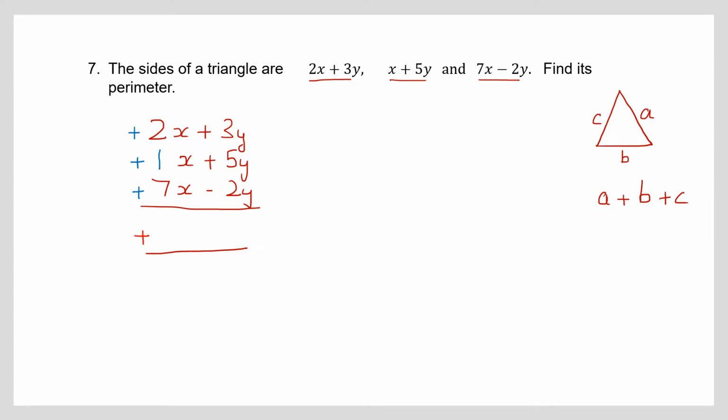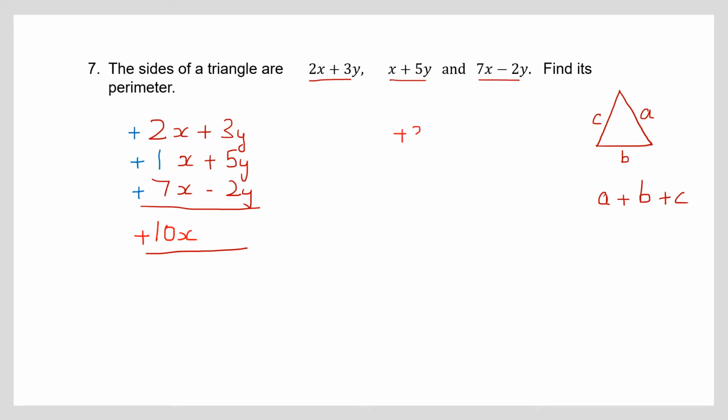2 plus 1 is 3. 3 plus 7 is 10. So I have plus 10x. Now let's go on to the second column, y. Now we have plus signs and minus signs. So let me write down on the side only the numbers, the numerical coefficient of y.